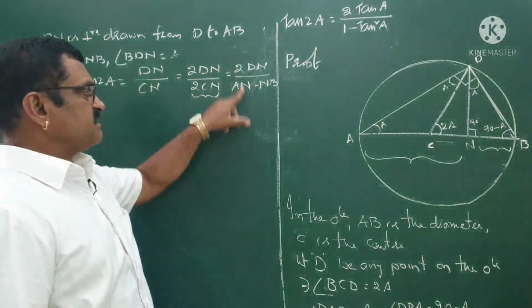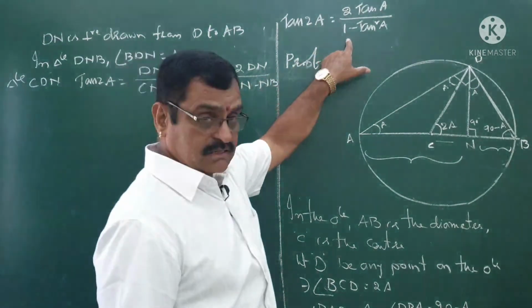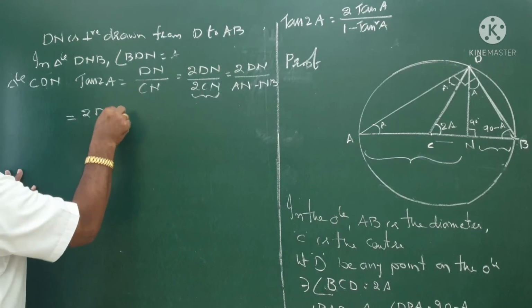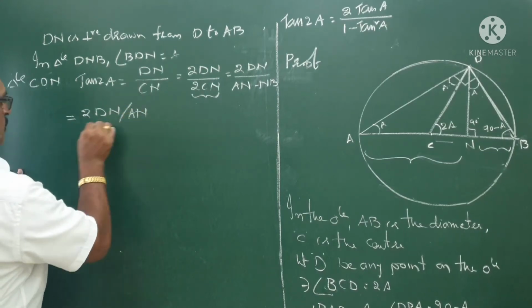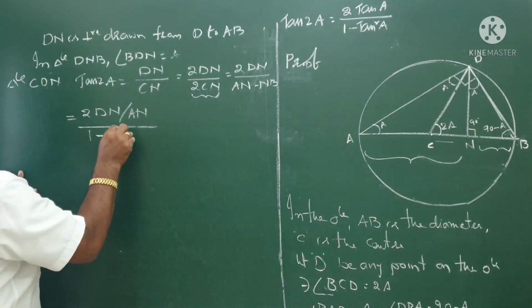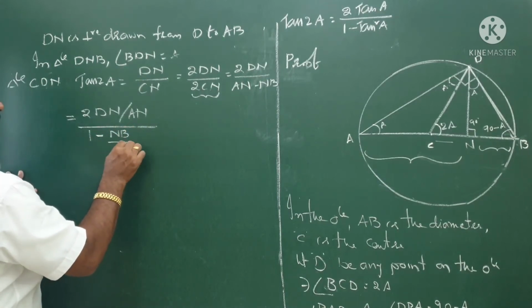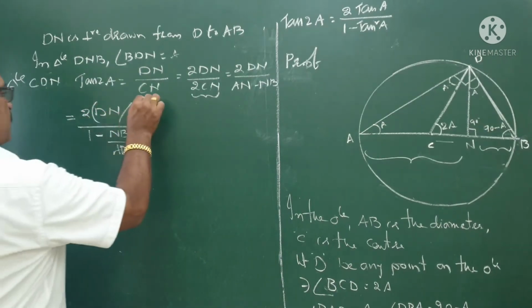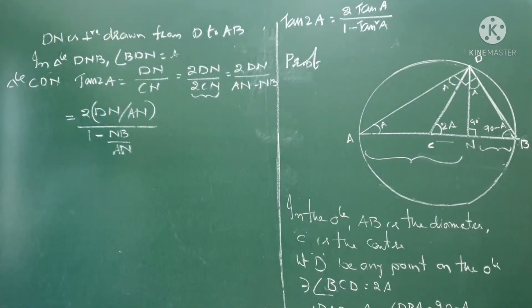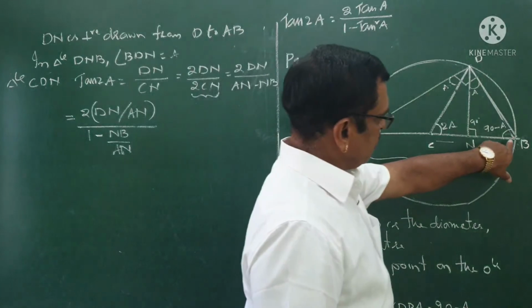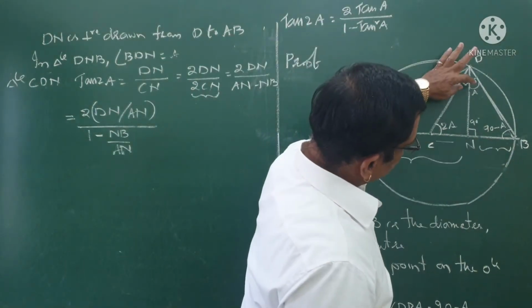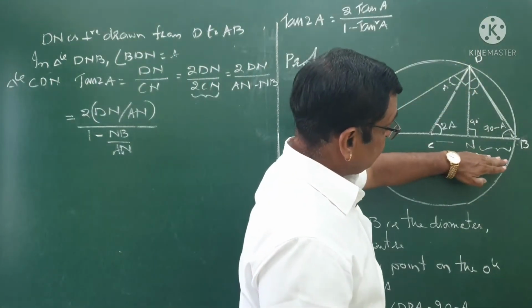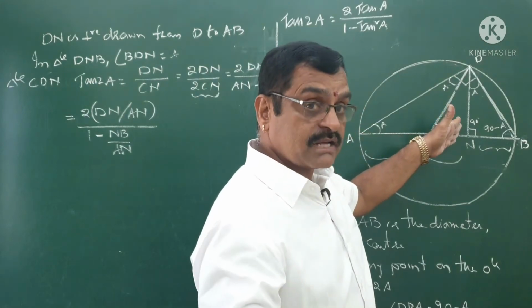I do one more step. I divide both sides with AN because here I have 1. So what I do, 2 times of DN by AN over 1 minus NB by AN. That's all. Now one more step. I don't have any problem with the DN by AN, ready made again. NB, here I have NB. NB is opposite to this A. If I have DN, I can write NB by DN is equal to tan A.